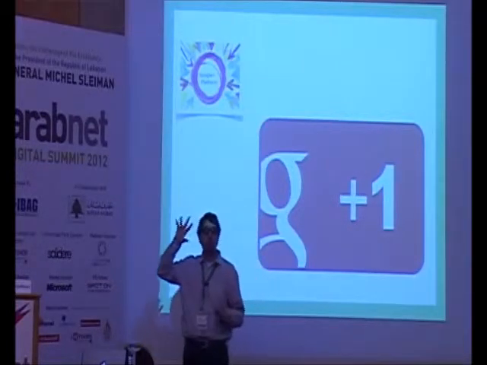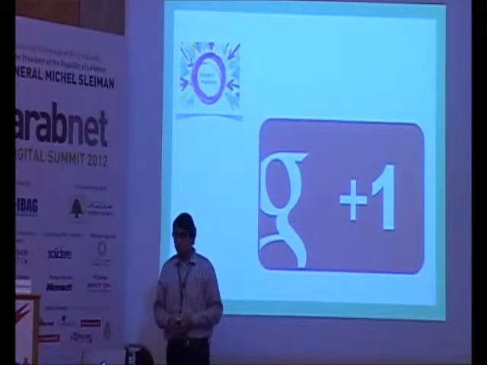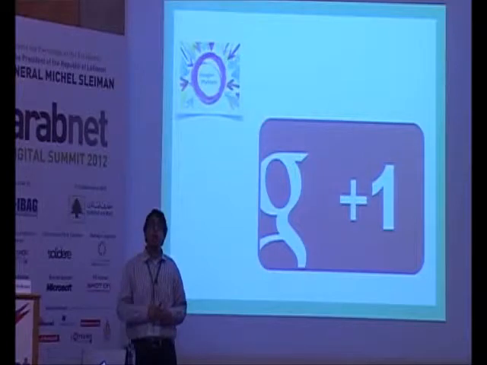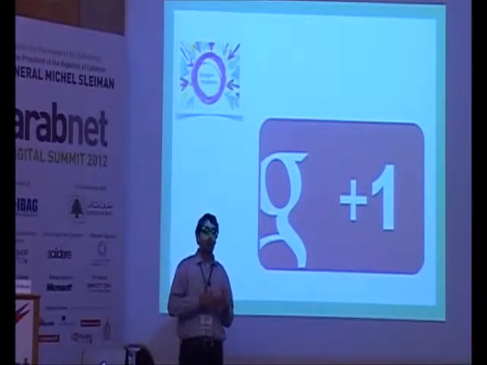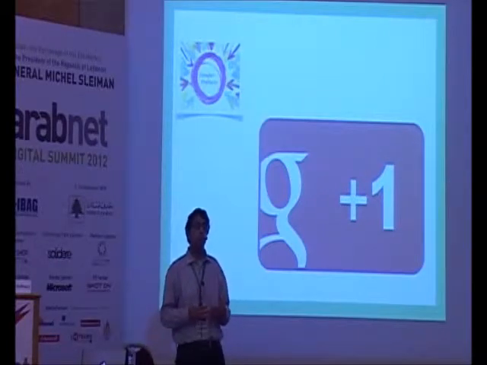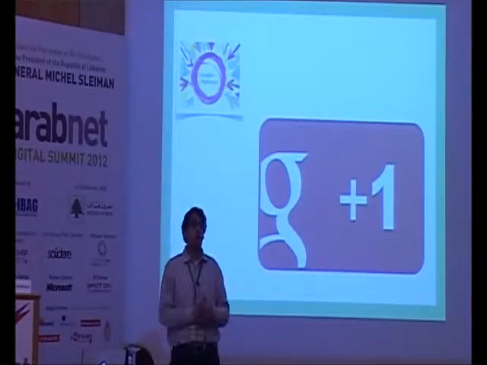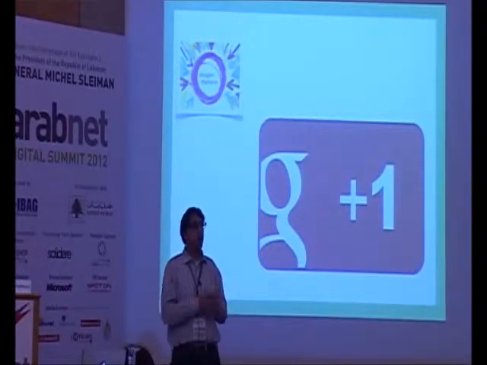Anybody know what the Google Plus One button is? No? Okay, yeah, some people. Cool. So the Plus One button allows you to annotate web pages online to indicate that this page is something I like. And it has a very good social application. So for example, let's say I'm searching for a camera to buy. There's a lot of great cameras online.